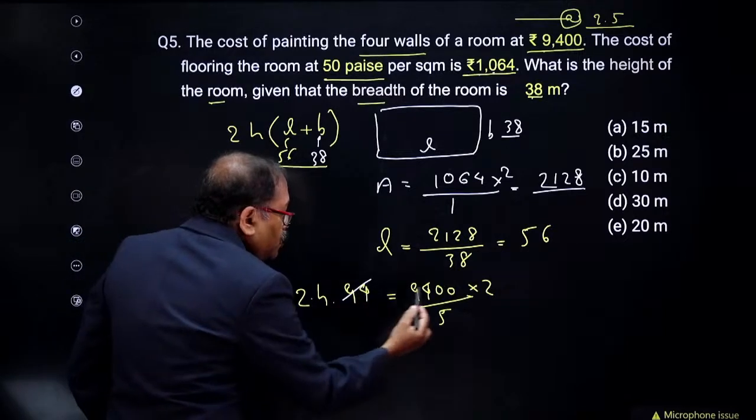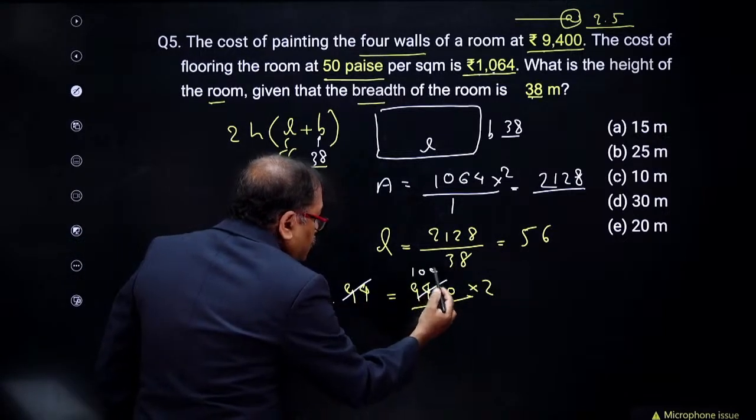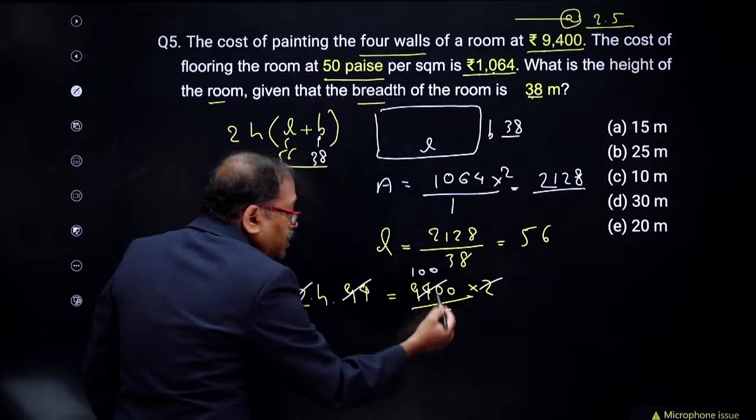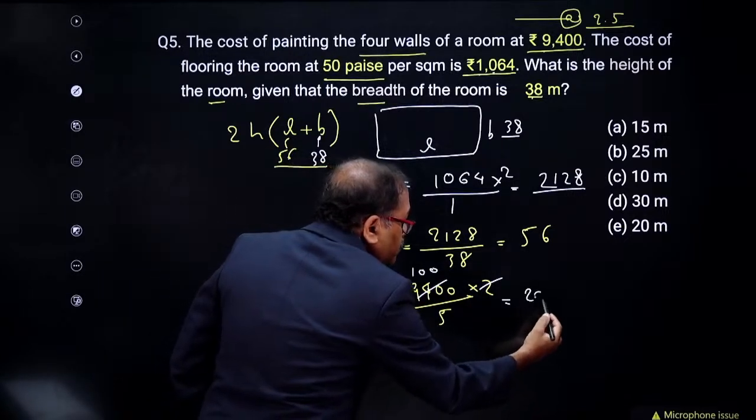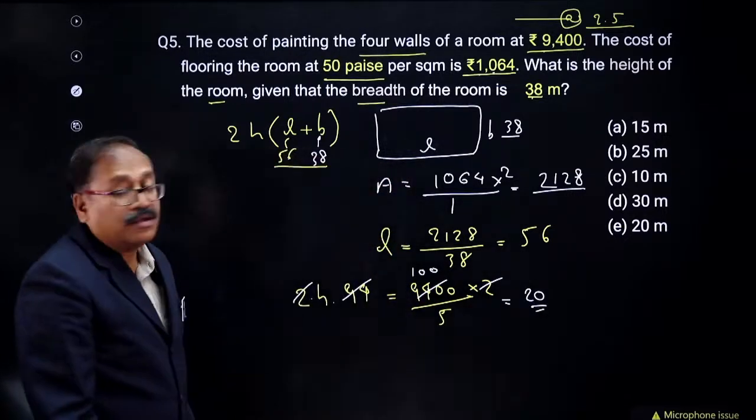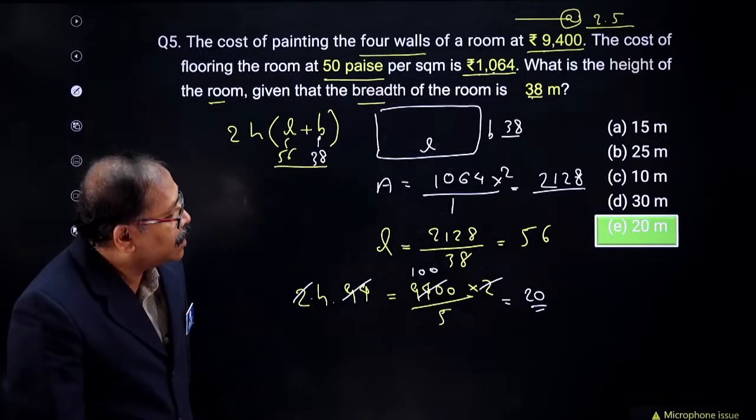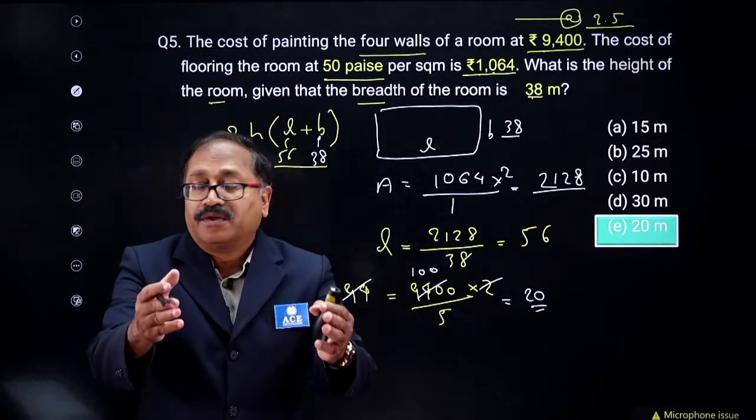But we will make sure that in coming days you will be comfortable in this. So this gets cancelled, 100 times. And this 2 and 2 get cancelled, and 100 divided by 5 is nothing but 20. What is the option? E, 20. That's right, Anusha. Well done.